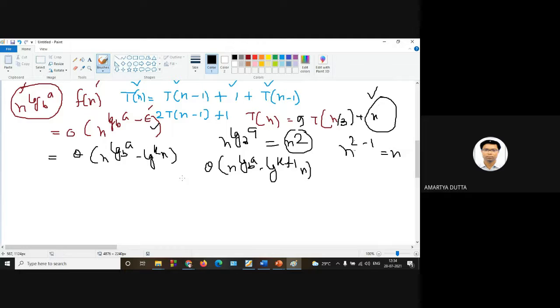So let us take one example. T(n) is equal to T(n by 2) plus 1. So can you identify which case it is? Case 1 or case 2?